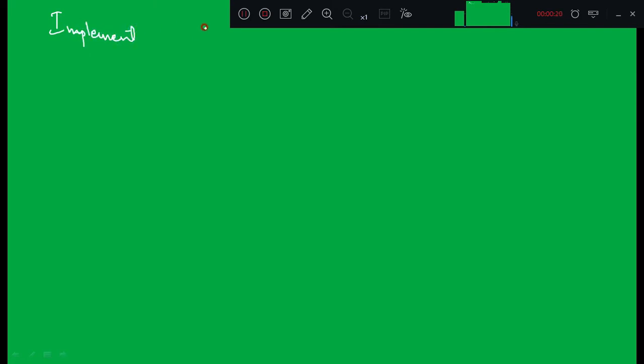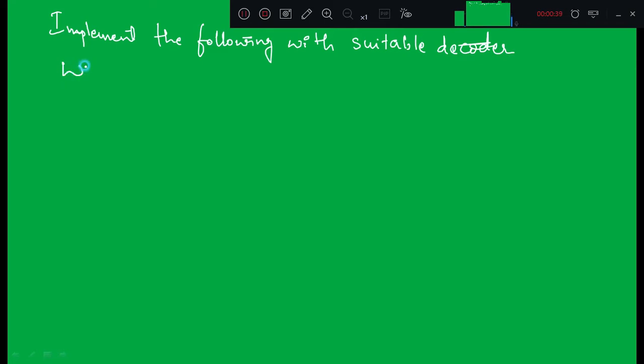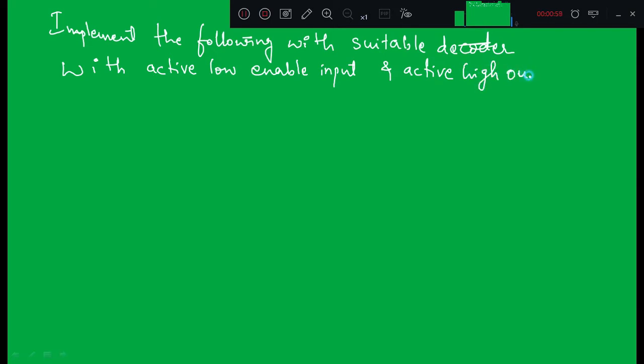Implement the following functions with a suitable decoder, with active low enable input and active high outputs. Okay, so with active low enable input and active high outputs, right?